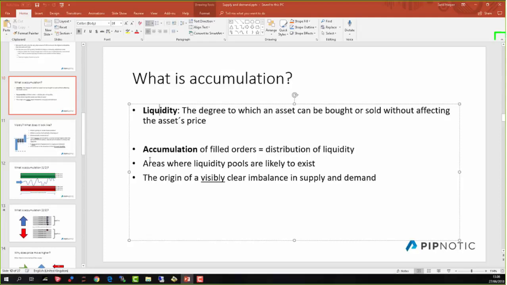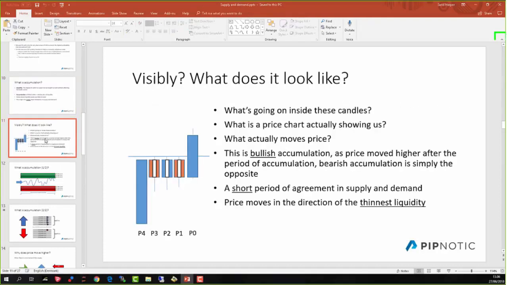Ultimately, if you have a balance in supply and demand, price is going to be moving sideways. But if you have an imbalance in supply and demand, price is going to be moving higher or lower, depending on if there's excess of buying or excess of selling. And so I underline the word visibly, because you can see it on a price chart pretty clearly. I'm just going to show some graphics, and we're going to go to the charts thereafter.